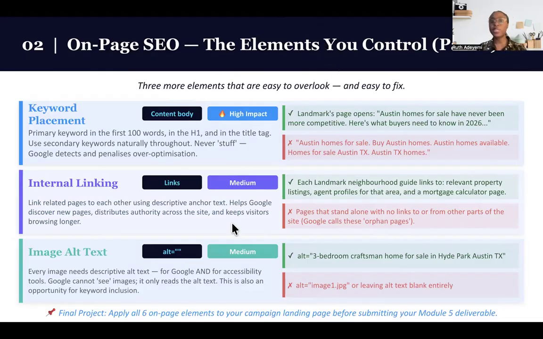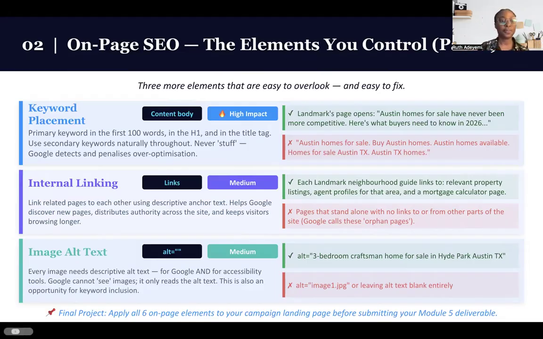So I'm sure you can read this, but I want to make sure that I'm doing a good job of explaining everything to you. That's the point. And you can go ahead and read on your own as you wish. So for the final project, I want you to apply all the 6 on-page elements to your campaign landing page. That's where I want to see all of these shine forth.